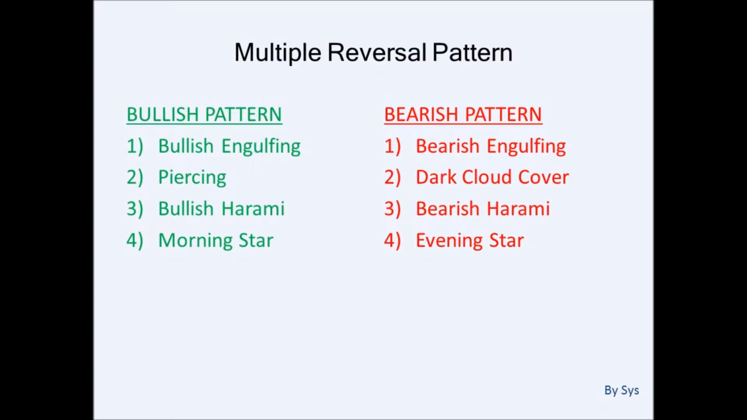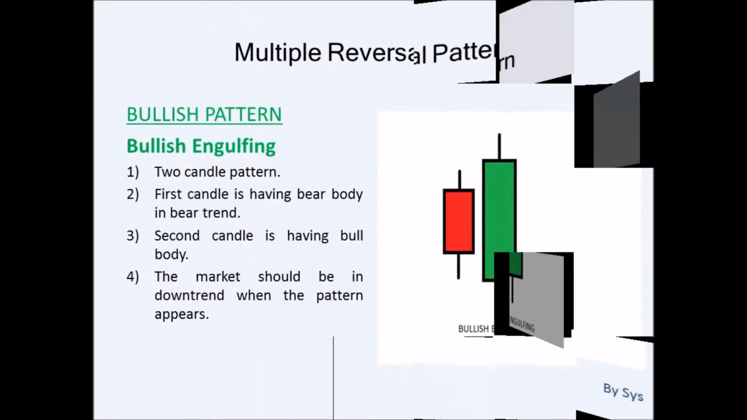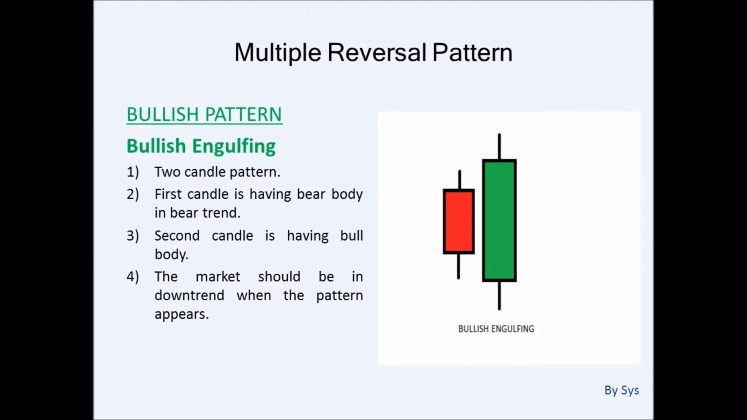Multiple candle reversal patterns, composed of more than one candle, are more reliable to trade, but still need confirmation before trading. The bullish reversal patterns are bullish engulfing, piercing pattern, bullish harami, and morning star. The bearish reversal patterns are bearish engulfing, dark cloud cover, bearish harami, and evening star.